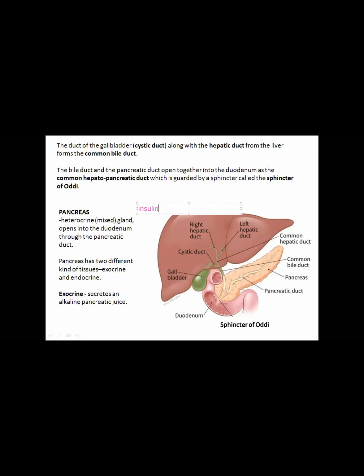So pancreas is a heterocrine gland present just below the liver, and it opens into the duodenum region. Heterocrine means it can perform endocrine function as well as exocrine function. But exocrine function is the one that is going to secrete pancreatic juice. Now, just look at this image that is in front of you. Please look at this image.